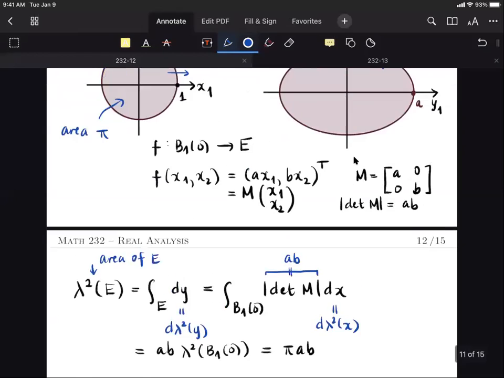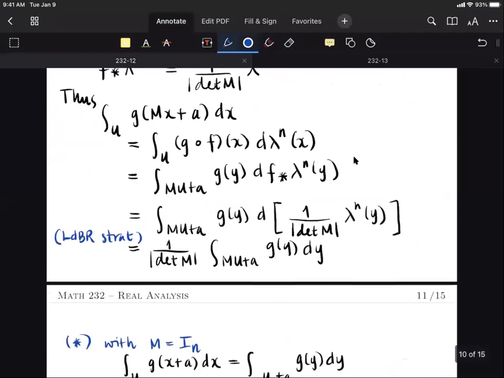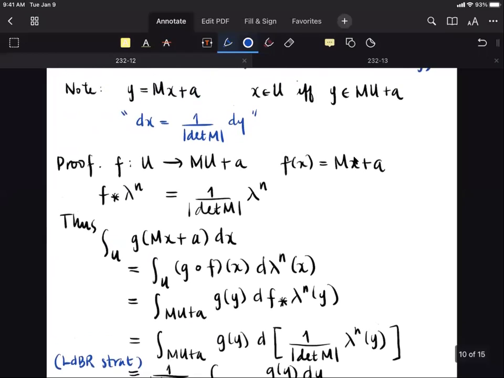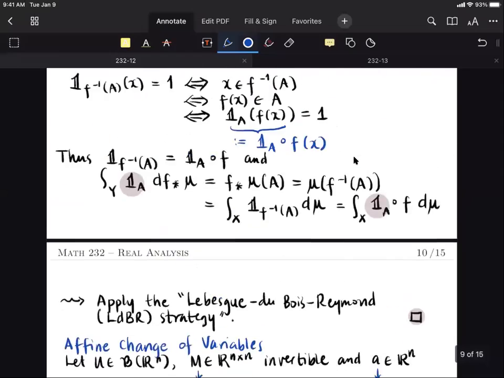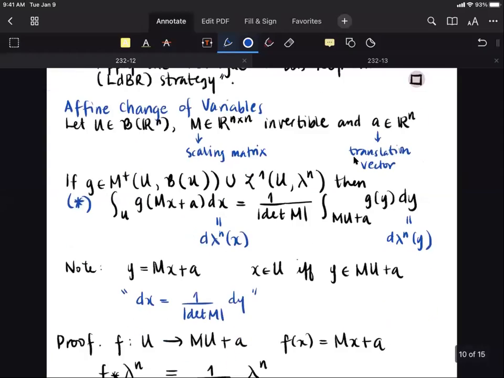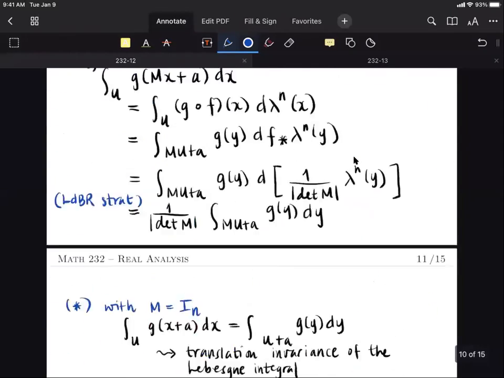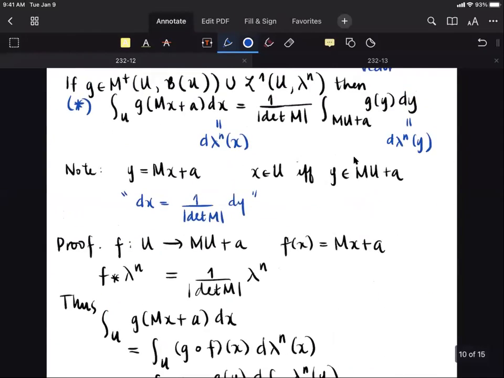So in the succeeding lecture, we will generalize this formula (*) in the case of non-linear transformations.